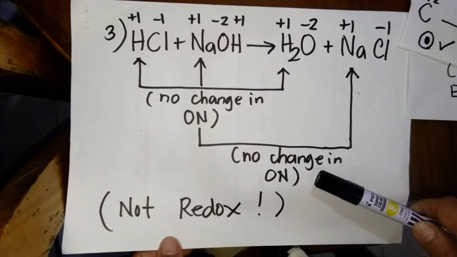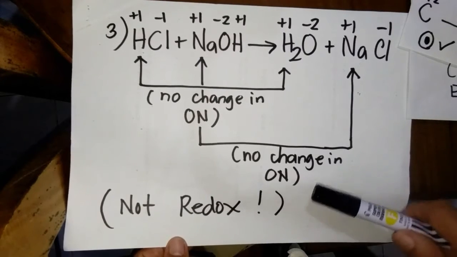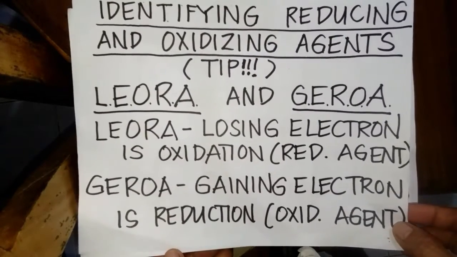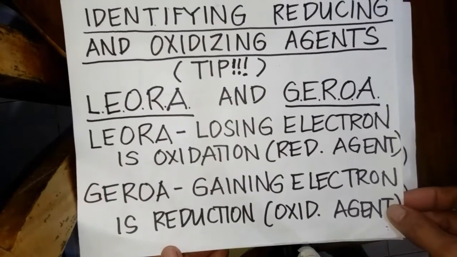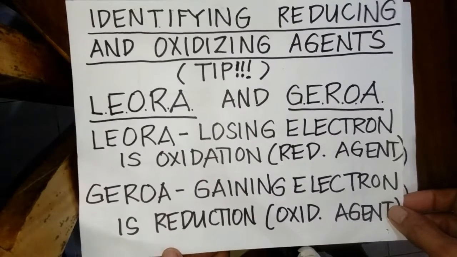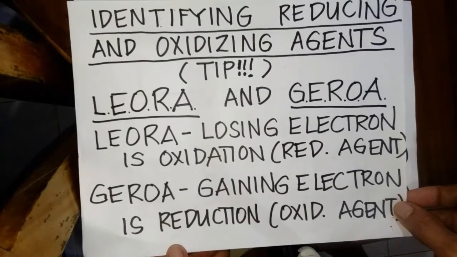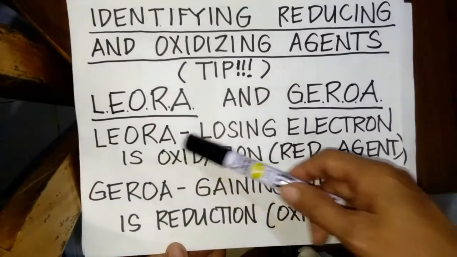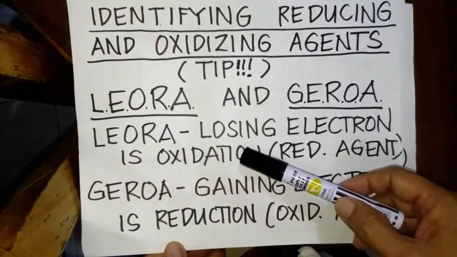Okay, we will go to another topic, which is identifying which in the reactant side is the oxidizing agent and the reducing agent. Here are the tips, or the mnemonic device. We have the LEORA and GEROA acronym. LEORA means L stands for losing, E electron, O oxidation.